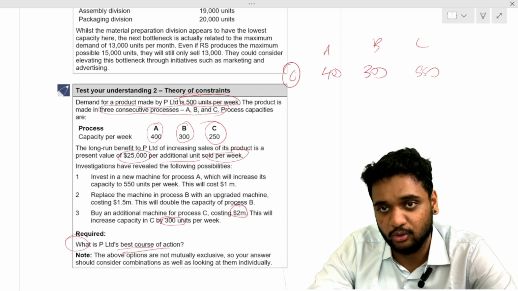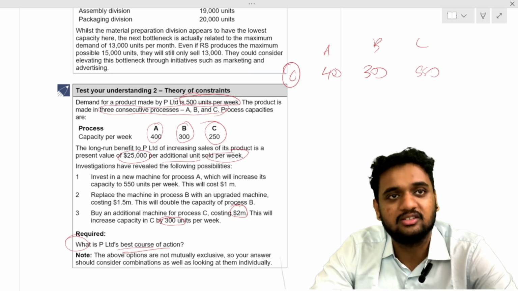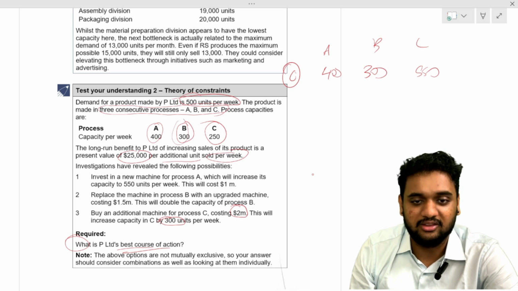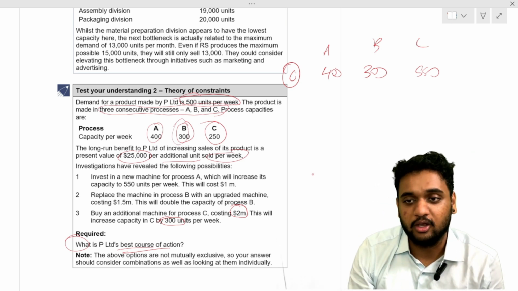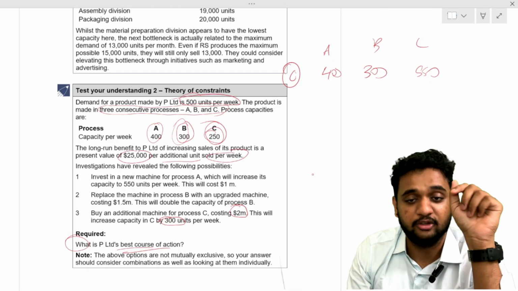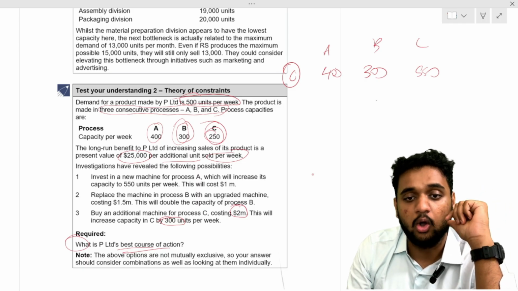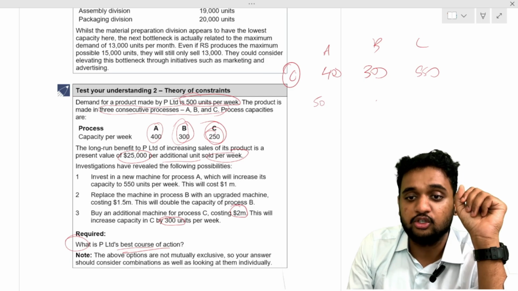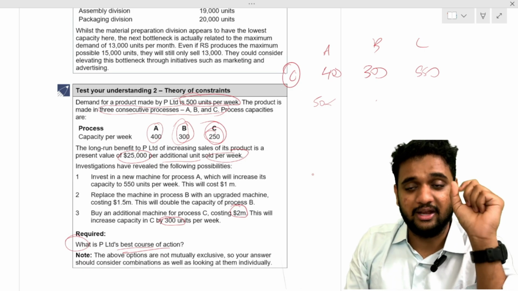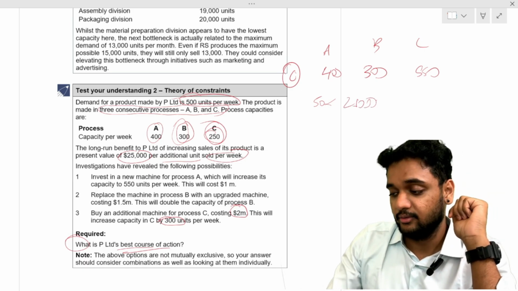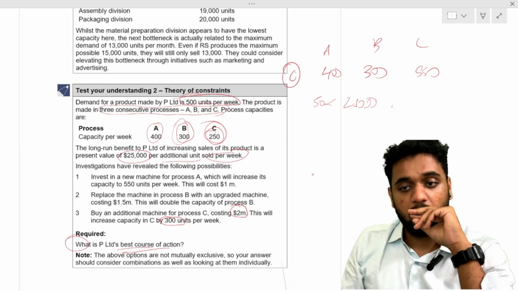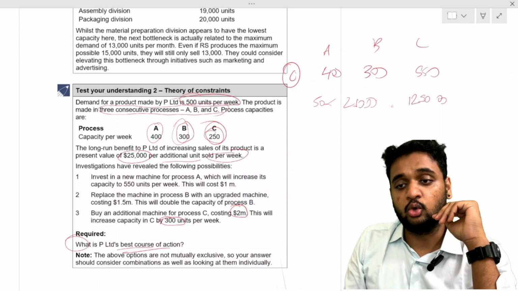Nothing to calculate. Mind calculation, don't use a calculator. 50 units. Even though C can produce 550 units, the bottleneck B can produce only 300 units, so in total we can produce 300 units. Earlier I was producing 250, now I can produce 300. So how many units extra am I producing? 50 units. Each unit, how much benefit will I get? 25,000. Each extra unit I produce, I will get 25,000. So what is the total benefit I will get? 12,50,000 is the total benefit I will get.